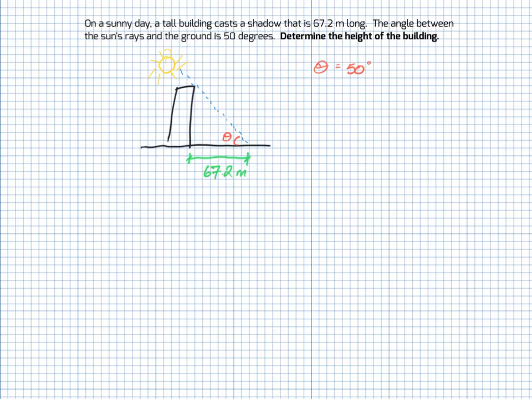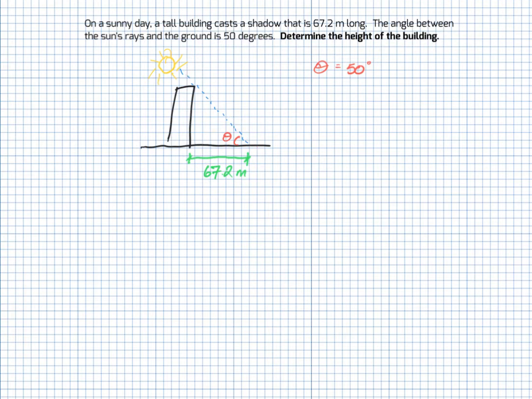So I have a picture that popped up here. It wasn't really magic, I did that because I'm awesome. What we're looking at here is we have our sun, Mr. Golden Sun, please shine down on me. We have the length of our shadow, 67.2 meters, and then we have that angle between the sun's rays and the ground.